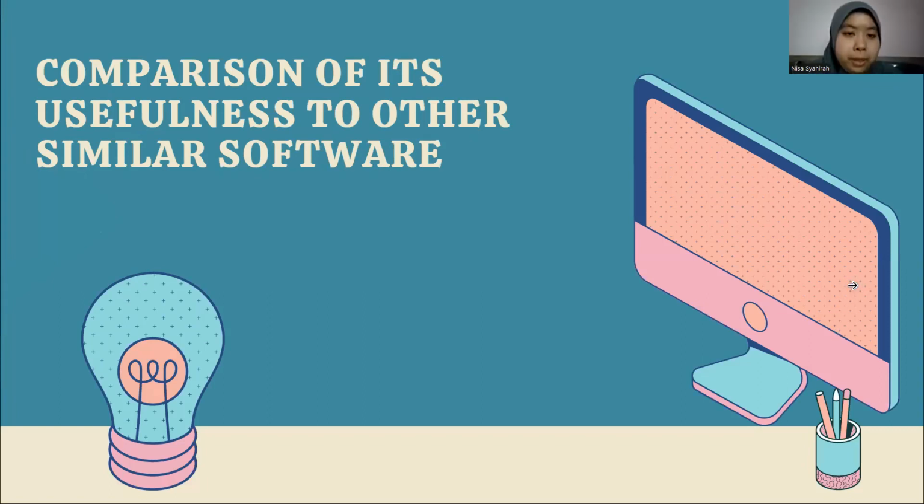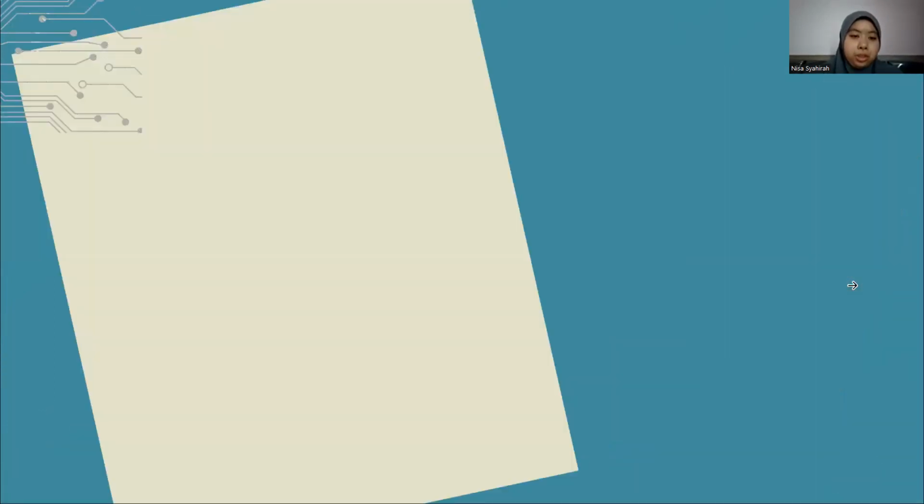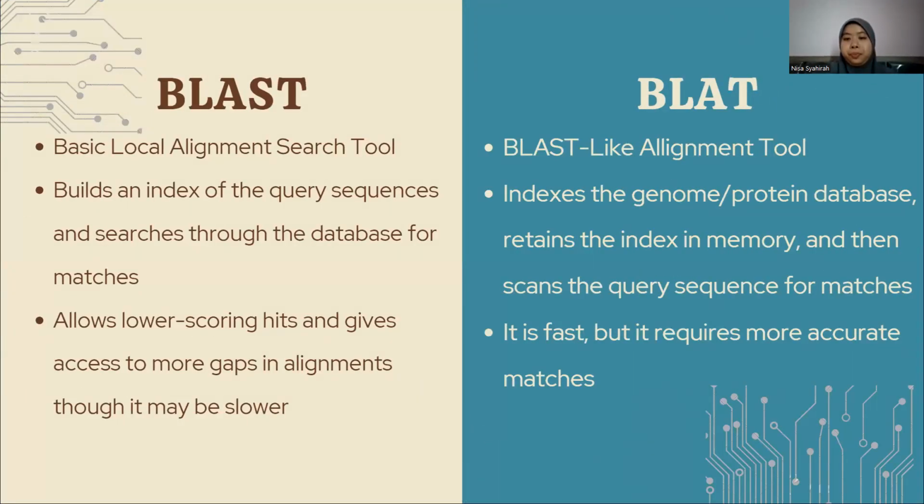Moving on to the comparison of its usefulness to other similar software. Here I will be comparing BLAST to another software called BLAT. BLAST, or Basic Local Alignment Search Tool, and BLAT is a BLAST-like alignment tool.